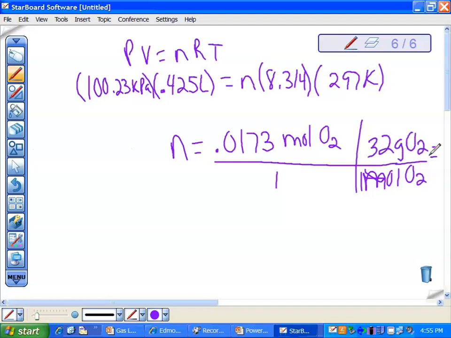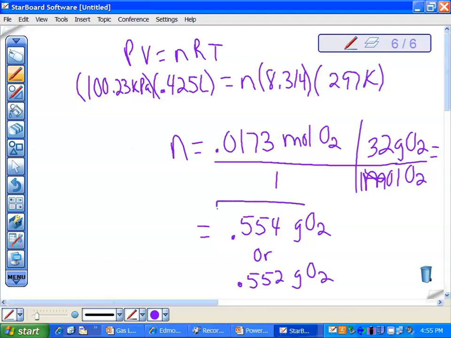So this one's kind of working the other way. Find moles first, then go to grams. Whether or not you leave it in your calculator, if you use this number that's up there, I think you get 554 grams of oxygen. If you left this whole thing in your calculator, which I'm kind of guilty of doing, which doesn't hurt anything, I get 552 grams. So one or the other is really close. This is leaving it in the calculator. This is using that rounded number.